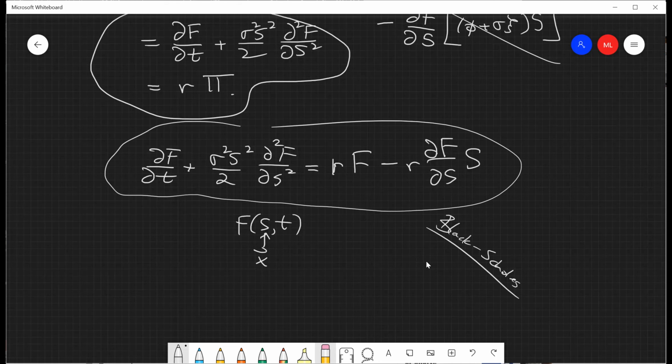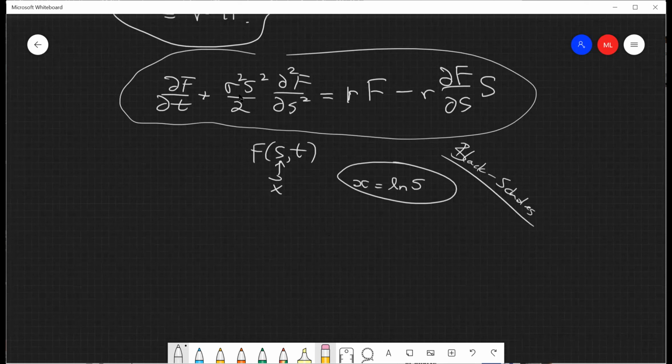You can actually make it look even more like a Schrodinger equation. It might be weird that this has an s squared out front. We're not used to that. We're used to having a constant, like h bar squared times the second derivative. You can get rid of that by defining, instead of just using s, x equal to the log of s. Then if you do that variable change, you really get close to a Schrodinger equation.